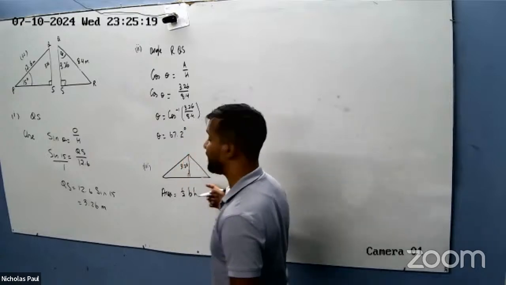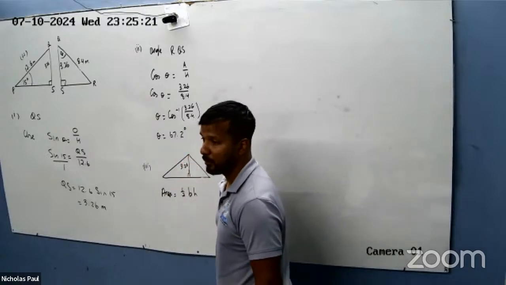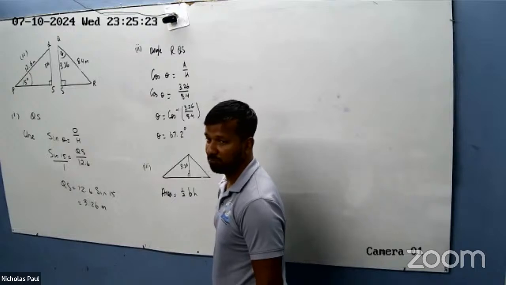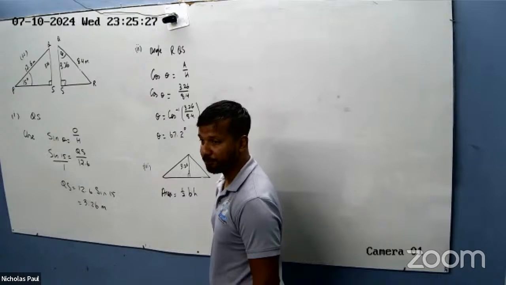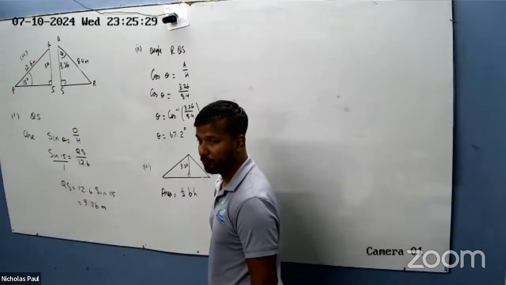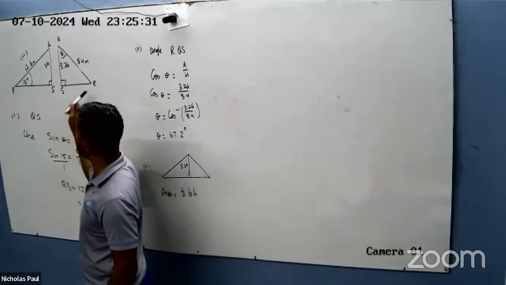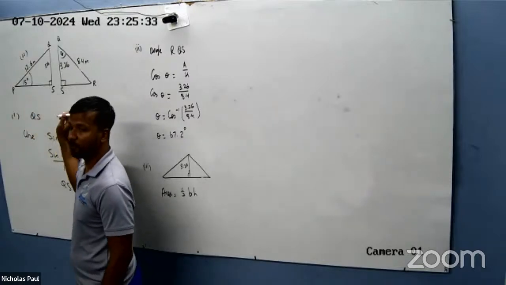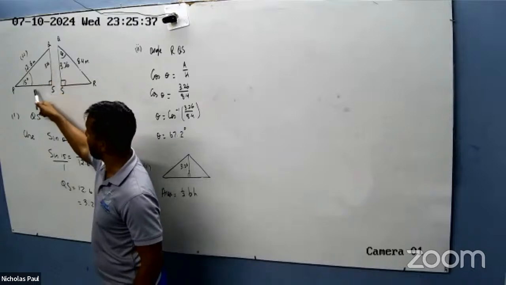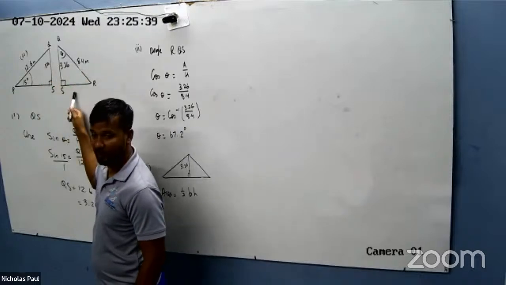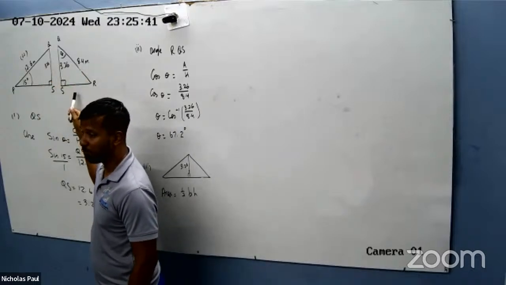Do we have the base? No. Any ideas, Ashton? How do you get the base? That's this whole length here. What could we do? Pythagoras theorem and find here. Correct? Yeah, that can work.